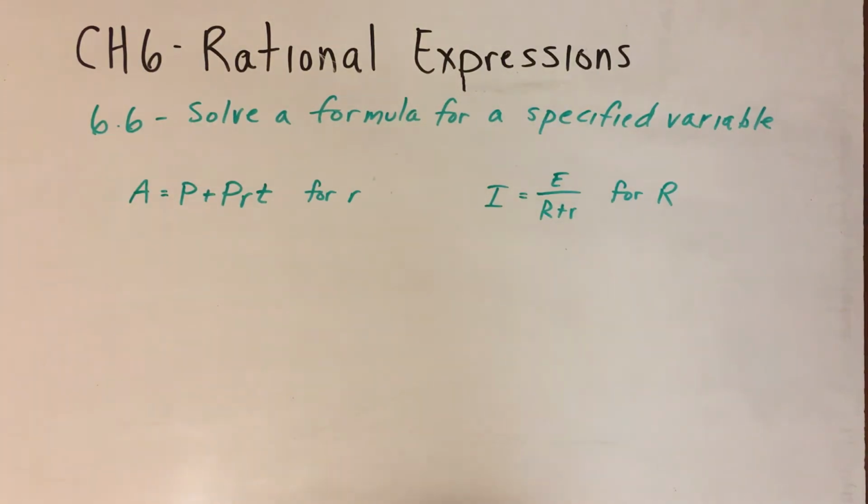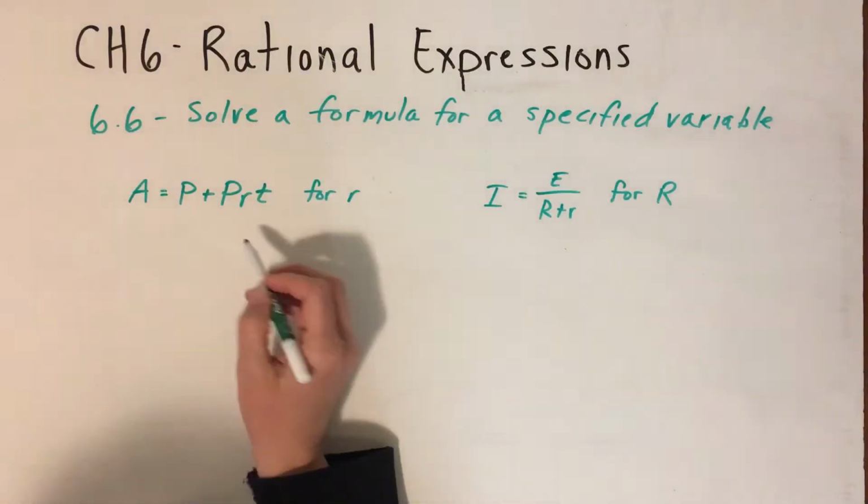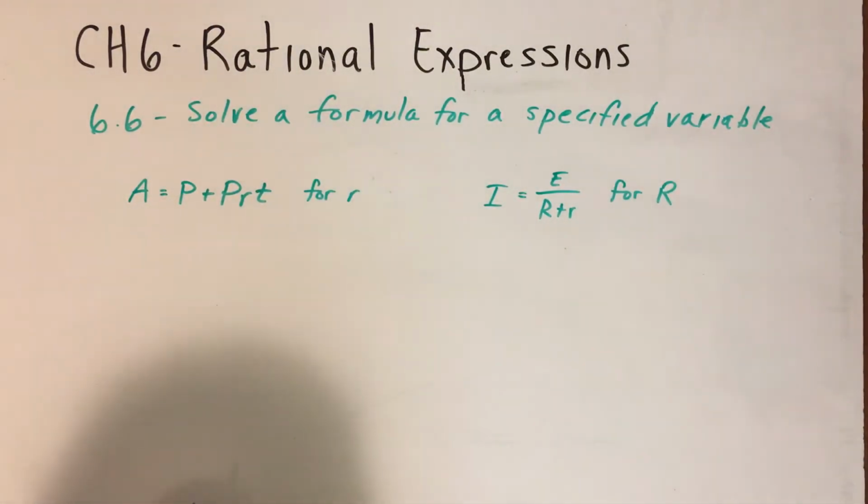Chapter 6, Rational Expressions. We've got two more concepts we need to cover. This one is from 6.6, and it's going to be solving a formula or an equation for a specified variable. In this case, we have two separate equations here. We want to solve this equation for r, which means we would like to isolate r.